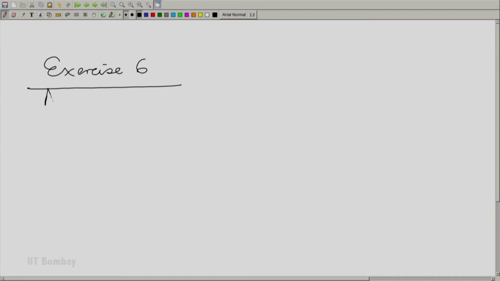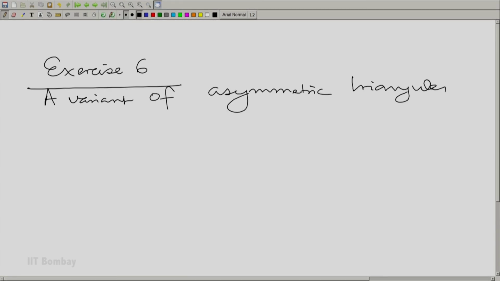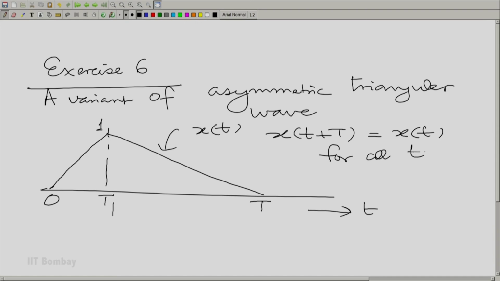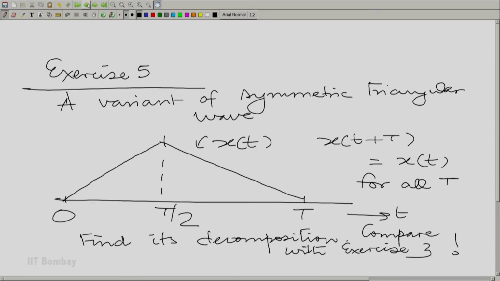And the last exercise, a variant of the asymmetric triangular wave. So, it rises to 1, but then falls, and the rise and fall are on different subintervals. By the way, there is a little correction that you should see in the previous exercise. I just noticed it. This should be for all small t. I hope you noticed it too. That is one way of keeping you awake.